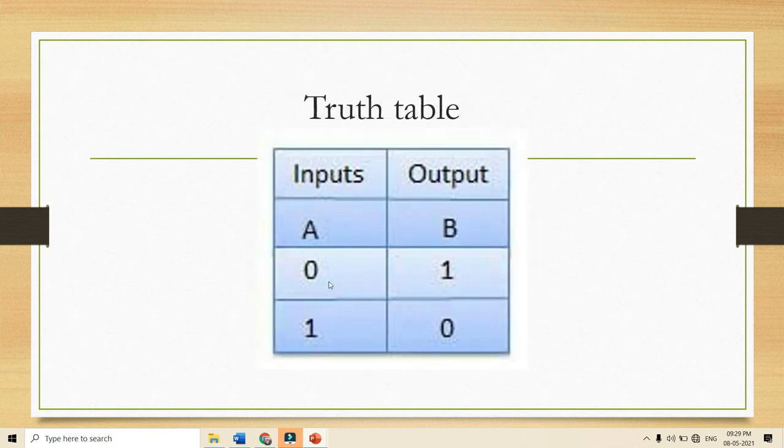Here we can notice that if the input is 0 then the output is 1. If the input is 1 then the output is 0. So they are complements of each other.